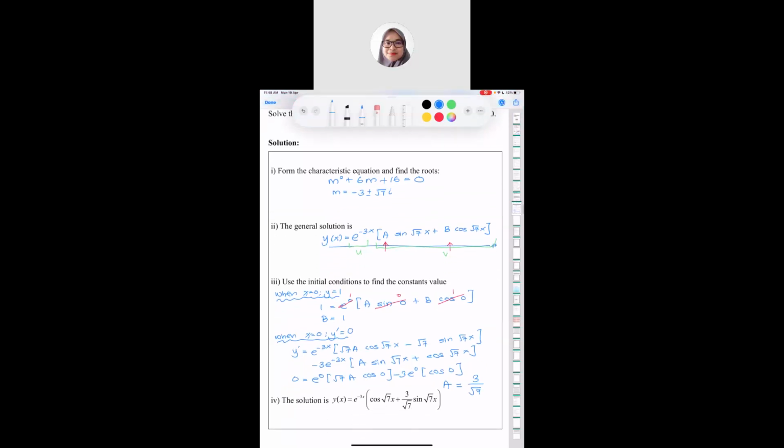So, substitute A and B into the equation. Therefore, we will get the solution y(x) equals e^(-3x), where A is 3 over square root 7, times sin square root 7x plus cos square root 7x. Basically this is the same; only the way of writing is reversed. So that's how we solve a homogeneous equation. If you have no initial conditions, it means you only have the general solution.